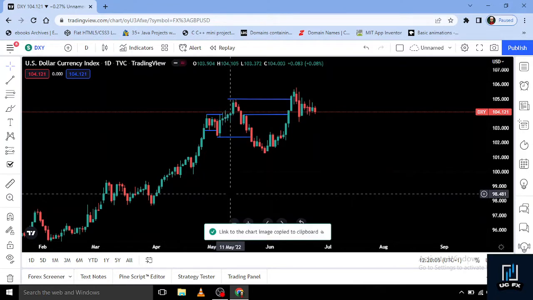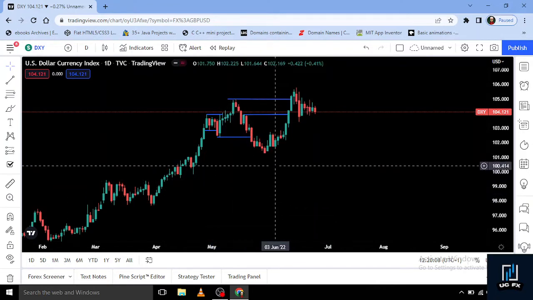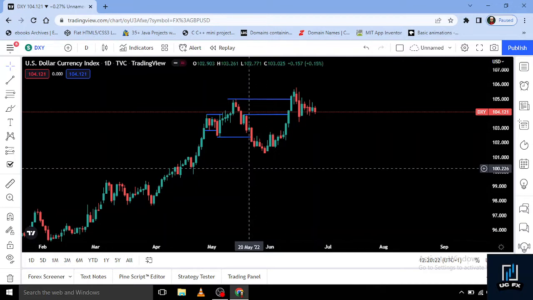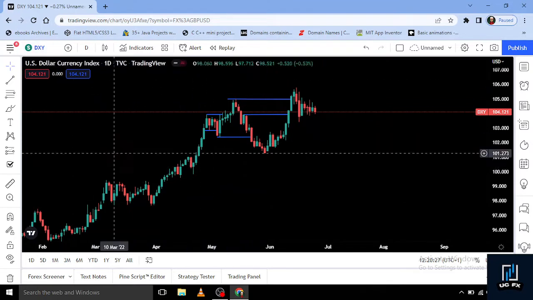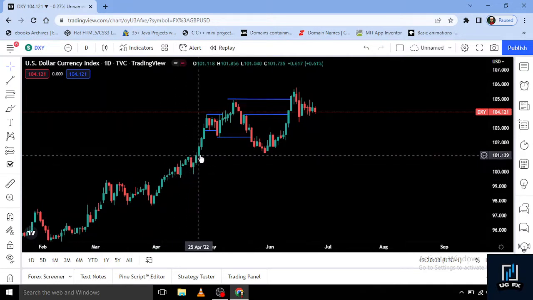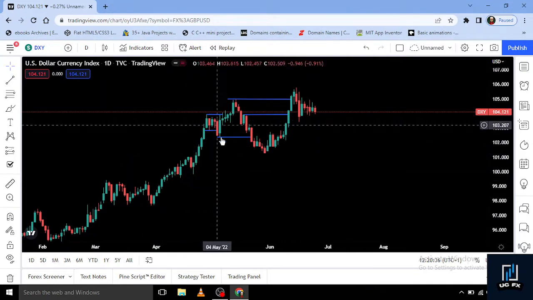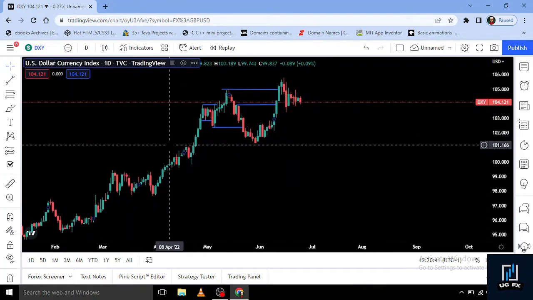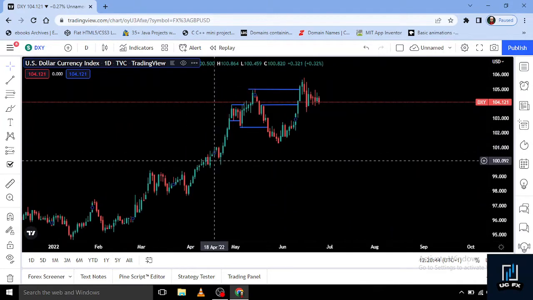So on another note, there are pairs that are tightly correlated to the dollar index, and there are some that are not. So we have pairs that are positively correlated to the dollar index, and we have ones that are negatively correlated. The ones that are positively correlated, this means that whenever you see the dollar index, that's the DXY, in an uptrend, those that are positively correlated will as well be in an uptrend. And we have one of them as USD/CHF. So when DXY is in an uptrend, USD/CHF will as well be in an uptrend.